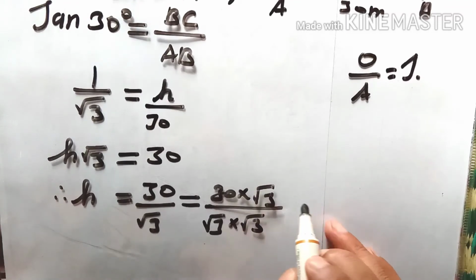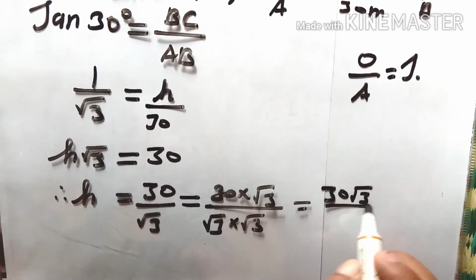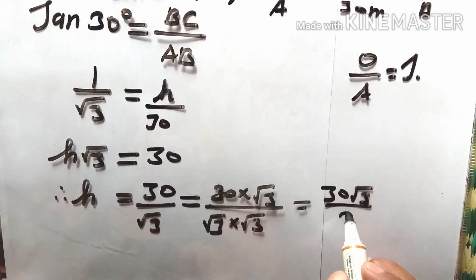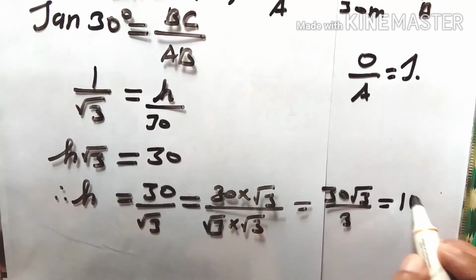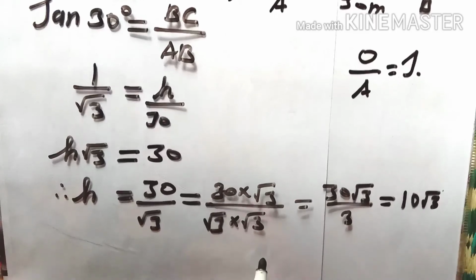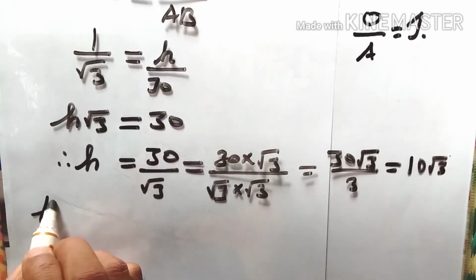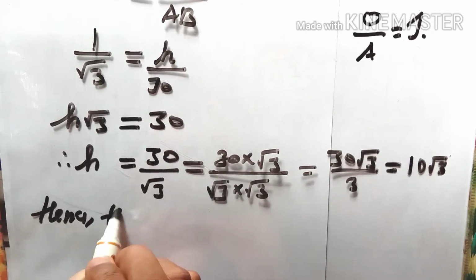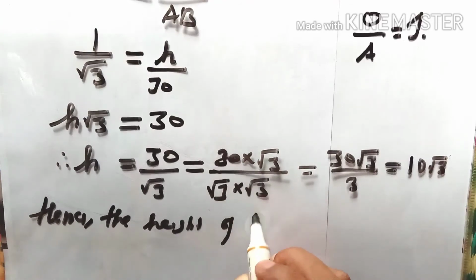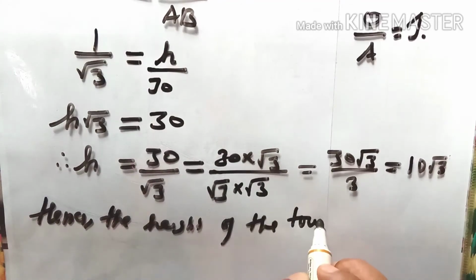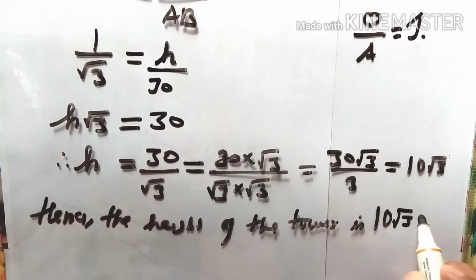That is equal to 30 root 3 divided by root 3 into root 3, which equals 3. So these two we can cancel. 3 into how many times? That is 10 root 3. Now what we need to find is the value of h. Hence the height of the tower is 10 root 3 meters.